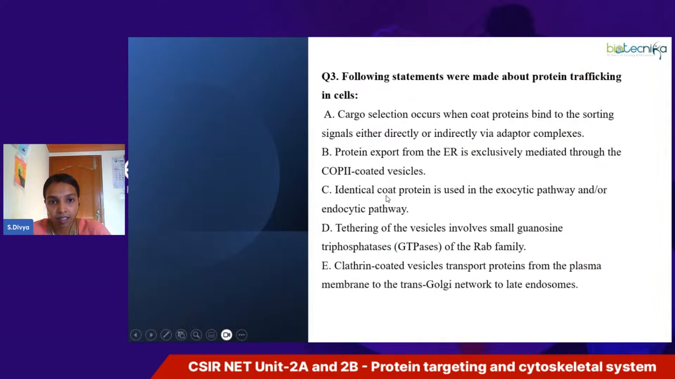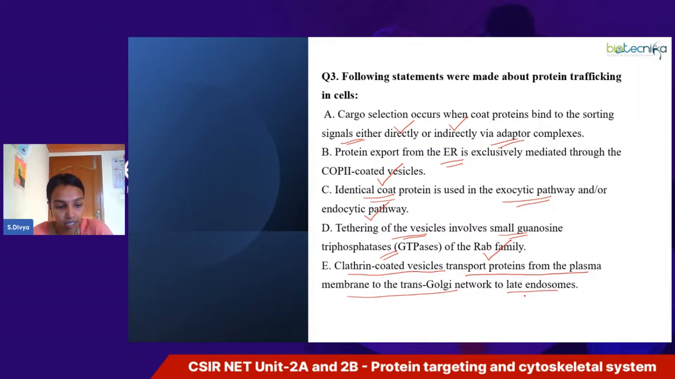Next question. Following statements we have made regarding protein trafficking in the cells. Cargo selection occurs when core proteins bind to the sorting signals either directly or indirectly via adapter complexes. Protein export from ER is exclusively mediated through COP2 coated vesicles. Identical coat proteins are used in the exocytic pathway or endocytic pathway. Tethering of vesicles to the membrane involves small guanosine triphosphatases of RAB family of proteins. And lastly, clathrin-coated vesicles will be transporting proteins from plasma membrane to trans-Golgi or to late endosomes. From these five statements, you have to filter out the correct combination of statements.